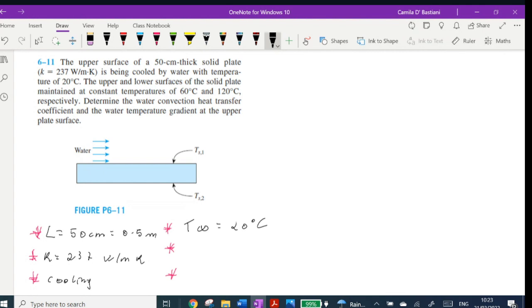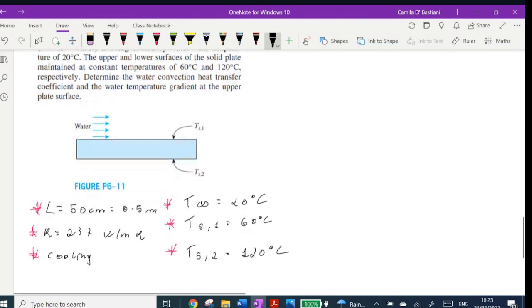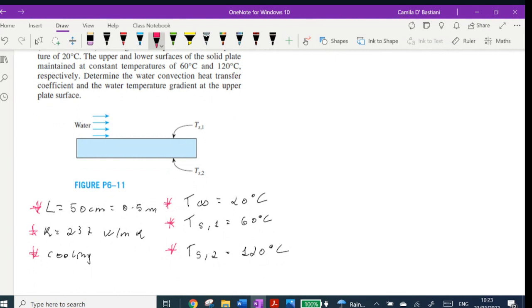The upper and lower surfaces of the solid plate are maintained at constant temperatures: the temperature of the surface on the top is 60 degrees Celsius, and the temperature of the surface on the bottom is 120 degrees Celsius. Determine the water convection coefficient and the water temperature gradient at the upper plate surface. Let's start with the convection coefficient, okay?